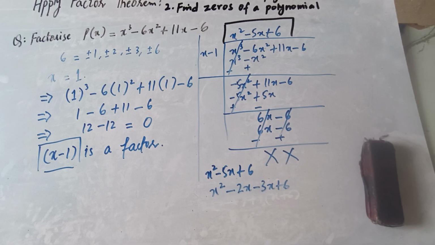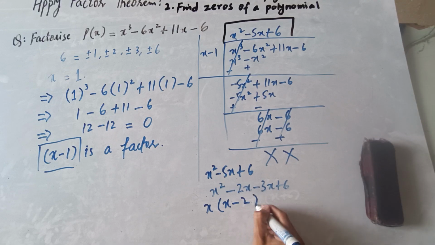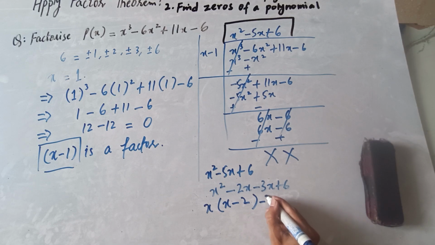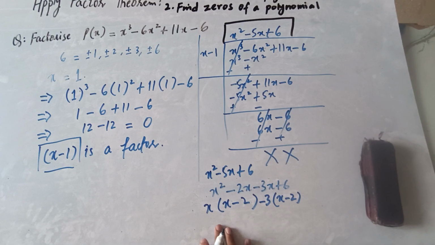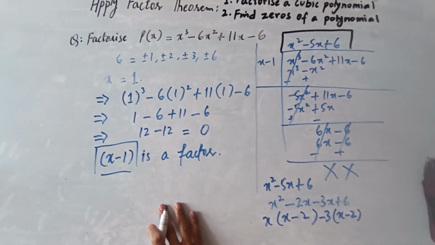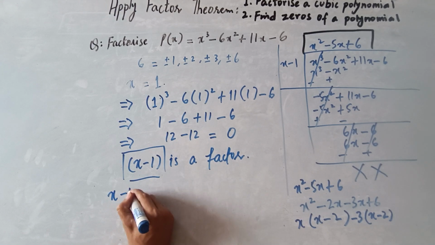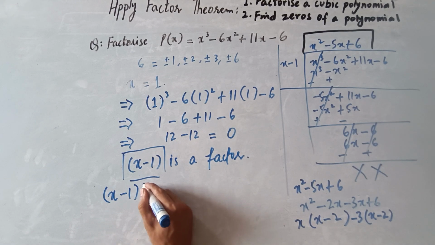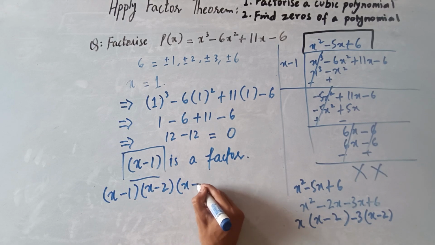So we will get, by taking out common, x is common, inside it will come x minus 2. Over here minus 3 is common, inside it will come x minus 2. So the factors of it are x minus 2 and x minus 3, and over here we already have one factor of it, x minus 1. So all the three factors of this polynomial are x minus 1, x minus 2 and x minus 3.